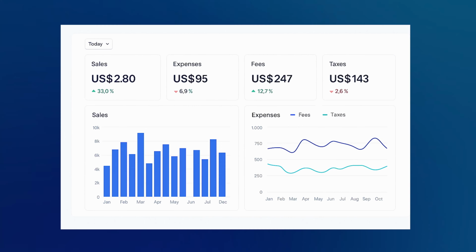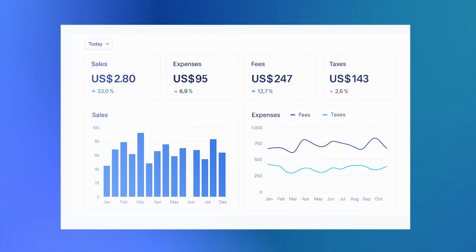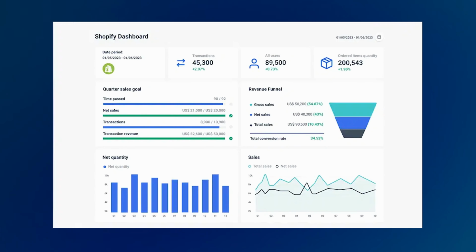Let's start with the basics. What exactly is Shopify accounting? Simply put, it's the process of tracking and managing all the financial transactions related to your Shopify store. This includes your sales, expenses, fees, taxes, and inventory costs. Good Shopify accounting gives you clear visibility into your store's financial health. It tells you if you're actually profitable, helps you stay tax compliant, and provides the data you need to make smart business decisions. It's more than just knowing how much money is in your bank account. It's understanding the complete financial picture of your business.